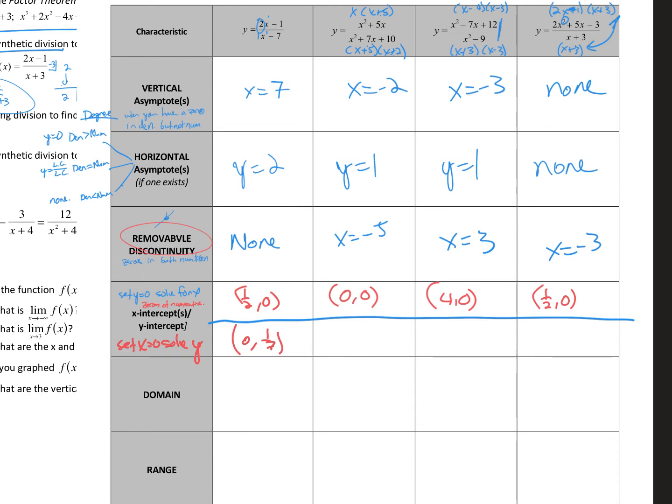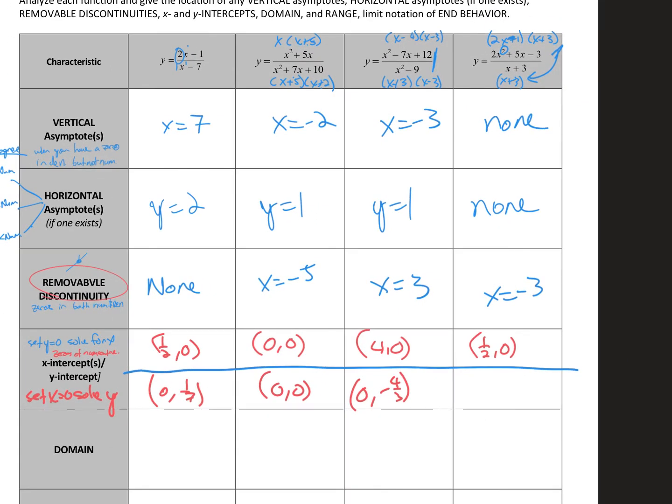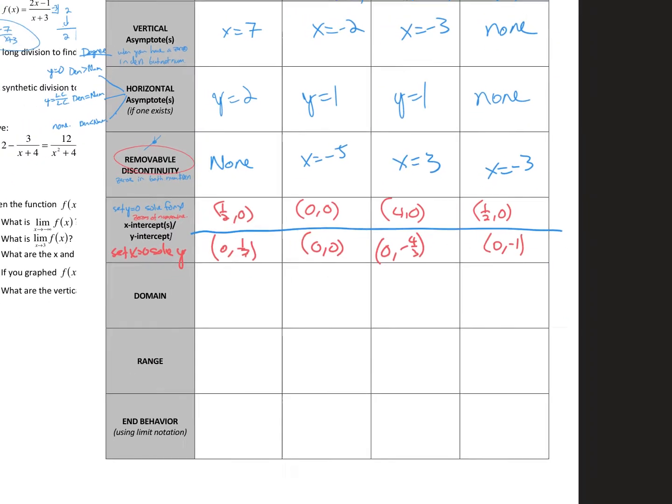In this case we get 0, 0. This one we would get 12, negative 9, so it'd be negative 4/3. And in the last one, negative 3 over 3, we would get negative 1 for ours there.